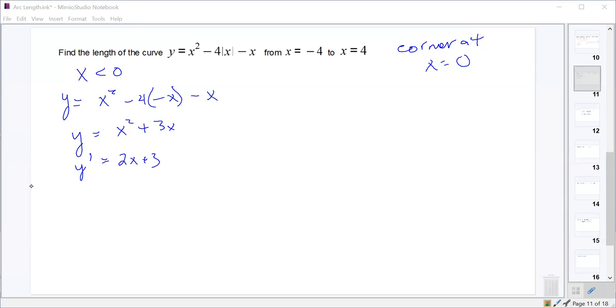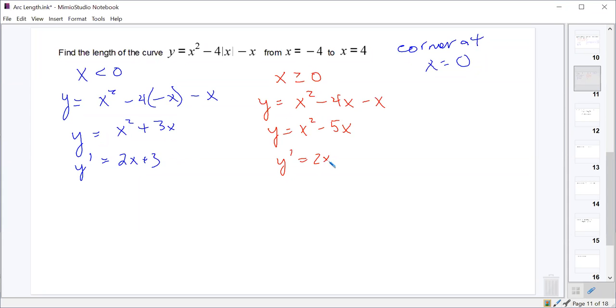And what about over here? What about when x is greater than or equal to 0? What does y equal? x squared. And then if x is greater than or equal to 0, what's the absolute value of x? Just x. So minus 4x minus x, or y equals x squared minus 5x. Or y prime equals 2x minus 5.